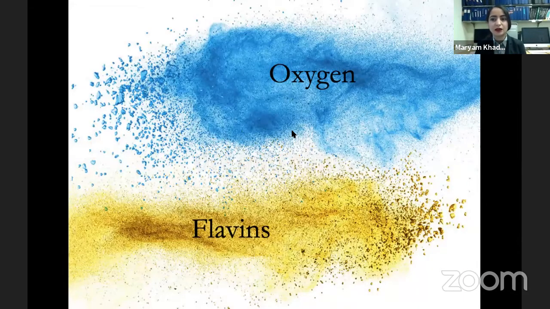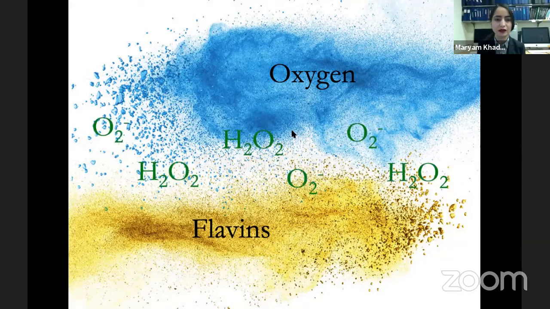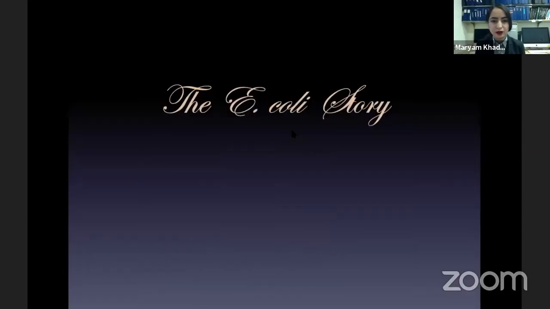Inside the cell, ROS is generated when oxygen encounters the flavins in non-respiratory flavoenzymes. These flavins are willing to give away their electrons, so it's easy for oxygen to take the electrons away and be converted into superoxide and hydrogen peroxide. With this very brief intro, I will go into my first story, which is the E. coli story.